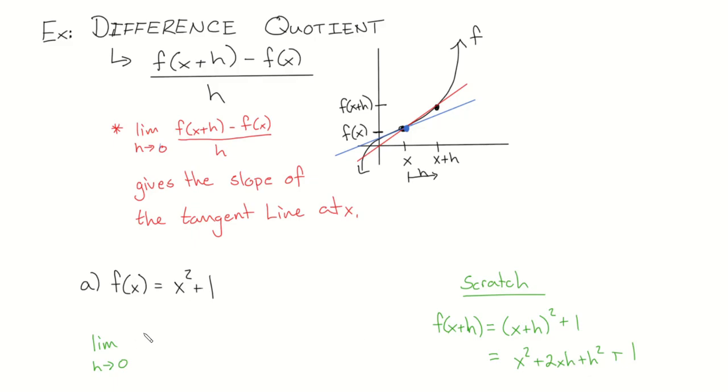I'll do it in green. The numerator is f of x plus h, x squared plus 2xh plus h squared plus 1. That's f of x plus h. Okay, I'm going to make a mistake very intentionally. I want you to tell me my mistake. What do we subtract from this? X squared plus 1. Okay. And that's all over h, yeah?